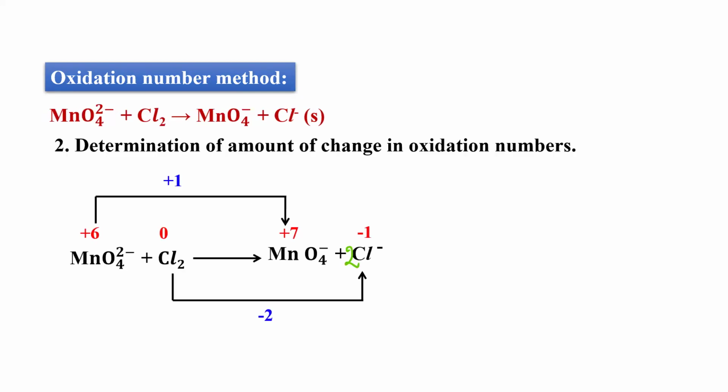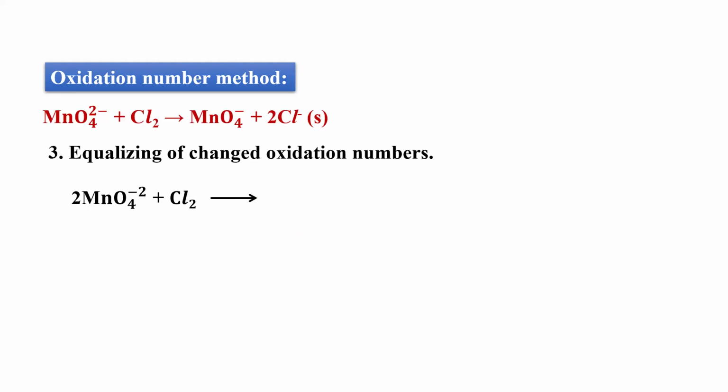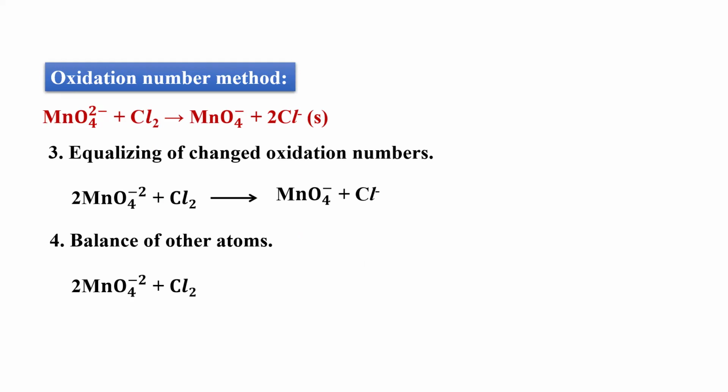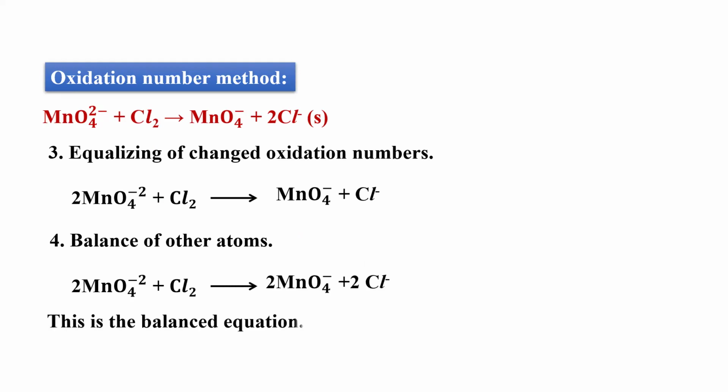Now, as you can see, in one reaction there is a change of 2, and in the other one there is a change of 1. So to equalize the changes, as we equalized the electrons in that method, you have to multiply that MnO4 2- changing into MnO4- by 2, so that you will get this, right? You will balance all of them, and hence you will get the balanced equation, right? Clear?